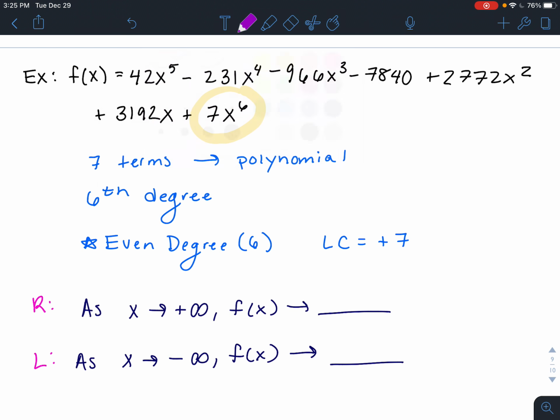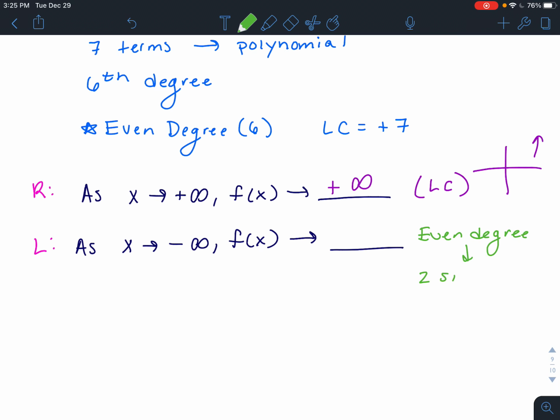The leading coefficient always, always, always is going to match the right side. So since our leading coefficient is positive 7, that tells me that on the right-hand side of my graph, my y-coordinates are going up to positive infinity. I don't know what my graph looks like necessarily, but on the right side, it's going to be facing up. Now, I have an even degree, which tells me that my two sides match. So the left-hand side of my graph is also going to go up to positive infinity.